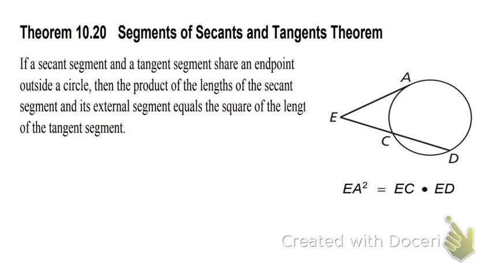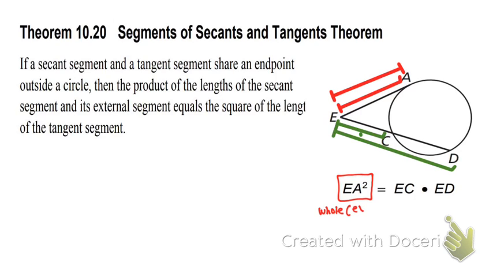Awesome. All right, here we go. So we talked about an external section and the entire thing when it's secant. And then I also mentioned that when it's tangent, the external and the entire thing are the same. So when you multiply two numbers that are exactly the same together, it's the same as squaring the number. So EA times EA is the same as EA squared. As you can see here, that's the idea that I just explained.